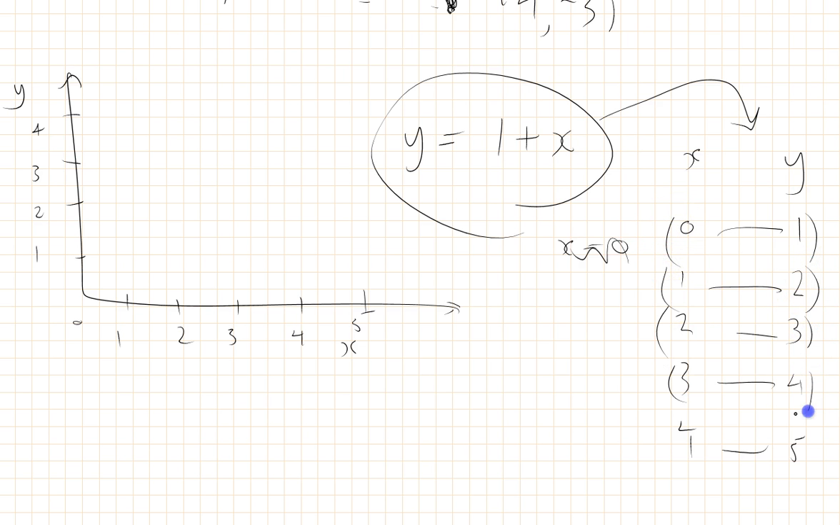There they are. May as well draw them all on there. 0, 1 is this one here. 1, 2 is this one here. 2, 3 is this one here. 3, 4 is this one here.